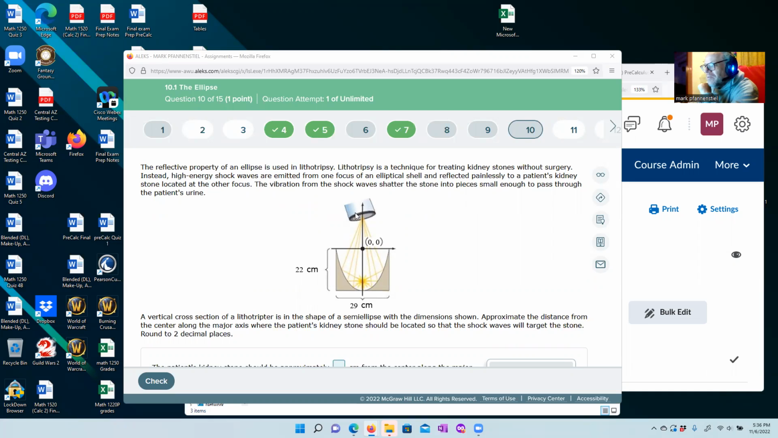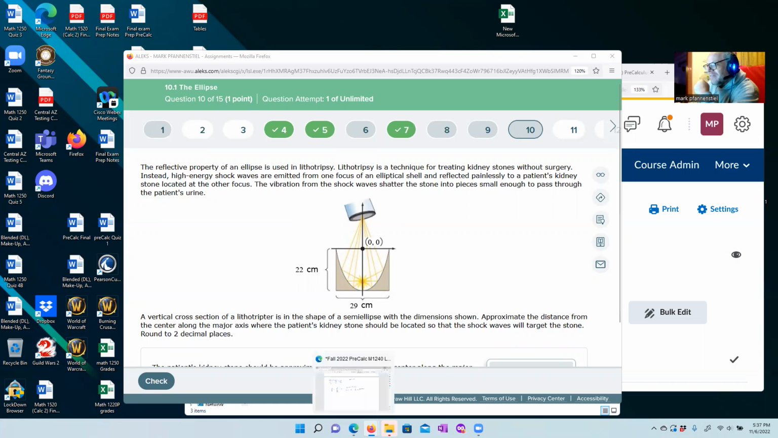So what we're going to do here is put the person in some kind of tub, which is going to reflect the sound. It says to maneuver the kidney so it's going to work. And we want the focus to be where the sound waves are all going to be aimed. Regardless of what this thing is made of, we want the kidney stone to be at the focus.